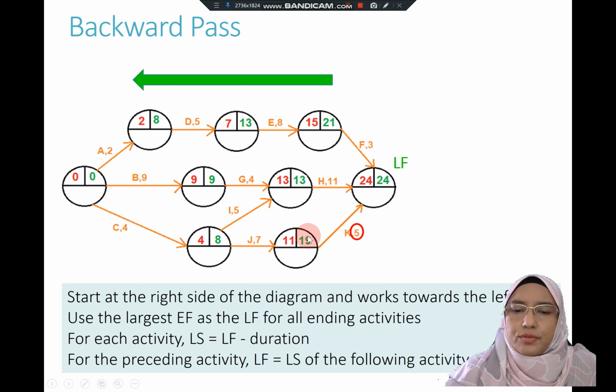In order to determine the late start for activity K, you need to subtract the duration from the late finish of activity K. So in this case, 24 minus 5 gives you 19. It means that the latest activity K can start is week 19, but the latest it can finish is at week 24.